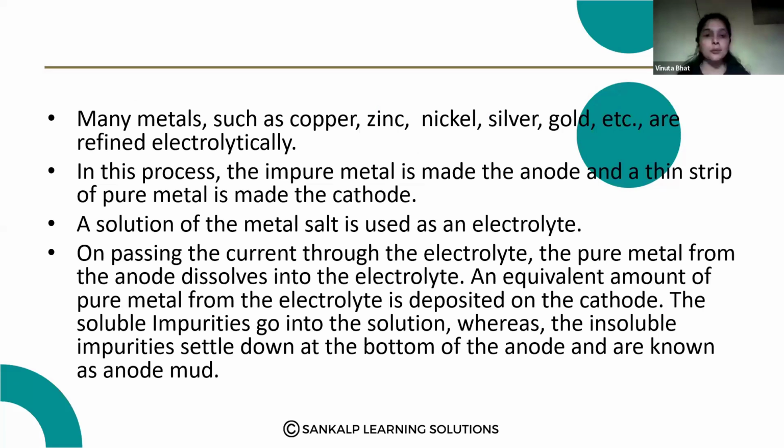On passing the current through the electrolyte, the pure metal from the anode dissolves into the electrolyte and an equivalent amount of pure metal from the electrolyte is deposited on the cathode. The soluble impurities go into solution, whereas the insoluble impurities settle down at the bottom of the anode and are known as anode mud.